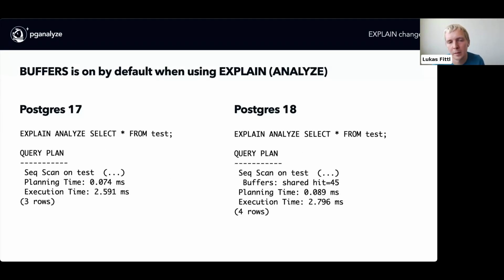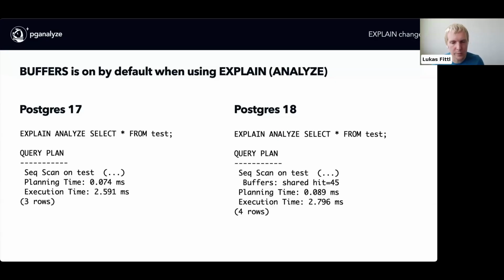Another key change that happened is that now if you do an explain analyze in Postgres 18, it will do the buffers option by default, which a lot of people are really excited about. I think it's a good change.